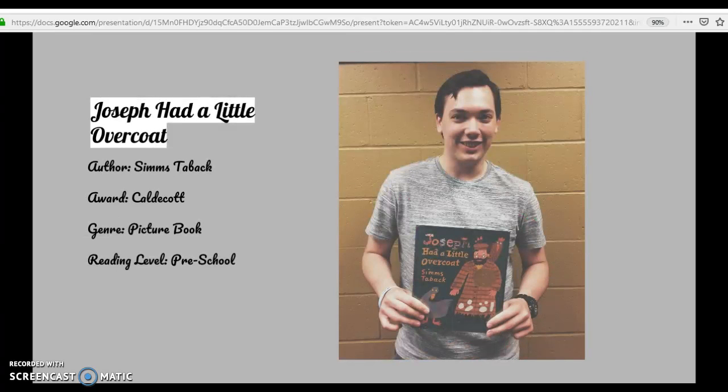I'm going to wrap this up real quick because I'm a little over 6 minutes, but this last book is called Joseph Had a Little Overcoat, and I just absolutely adore this book. It's really cute, and it's a good way to show students patterns and textures, and I would definitely recommend this book for any younger students.